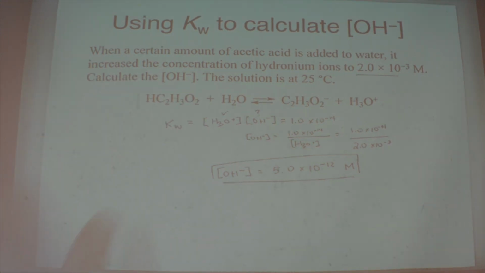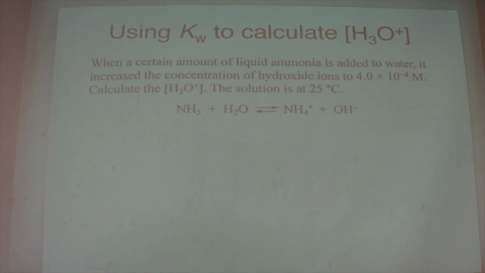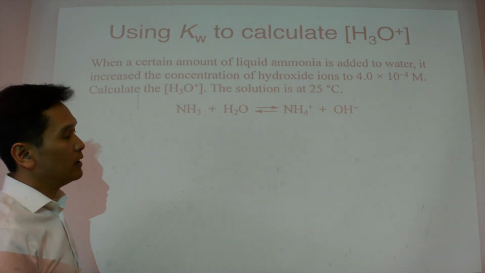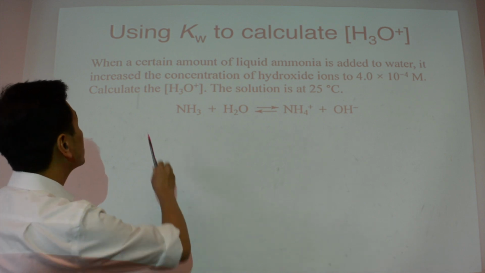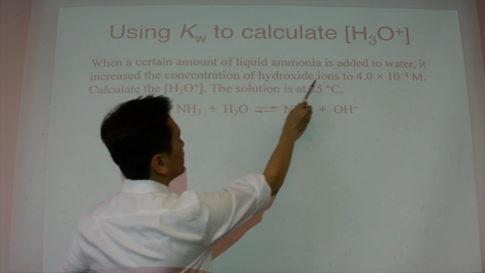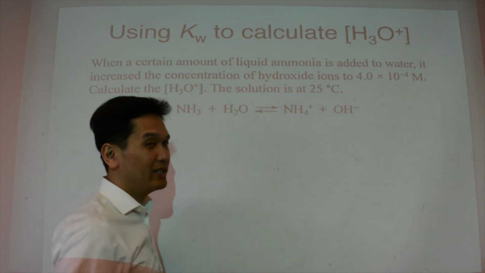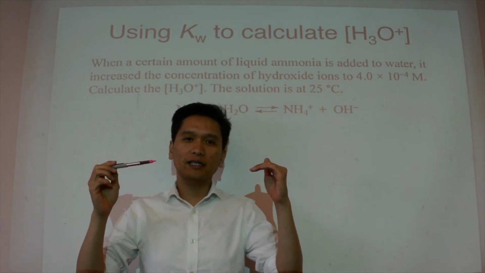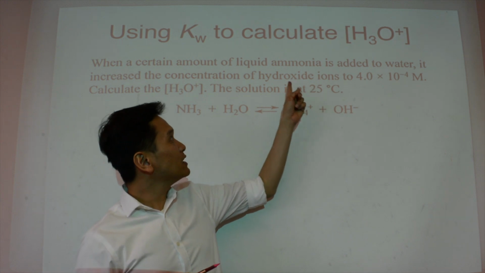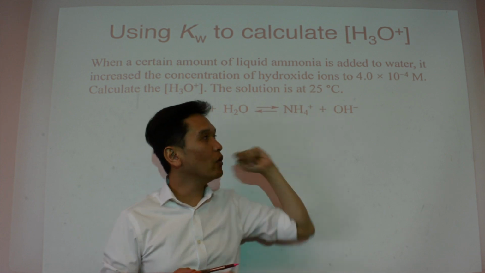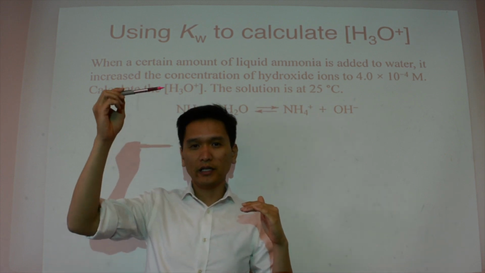Let's do another problem using Kw. In this one, I am asked to calculate the hydronium concentration if hydroxide concentration is given. When a certain amount of liquid ammonia is added to water, it increases the concentration of hydroxide ions to 4.0 times 10 to the negative 4. Again, in pure water, both hydronium and hydroxide are 10 to the negative 7. Upon adding this base, hydroxide increases to 4.0 times 10 to the negative 4.